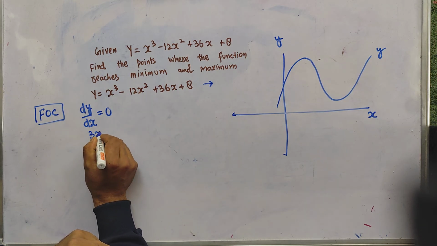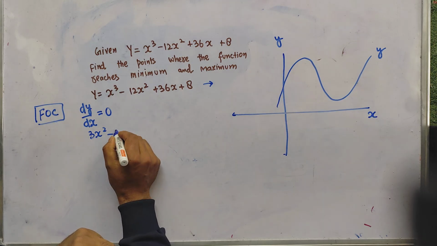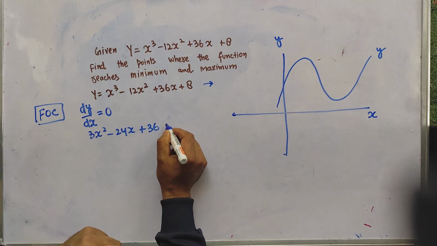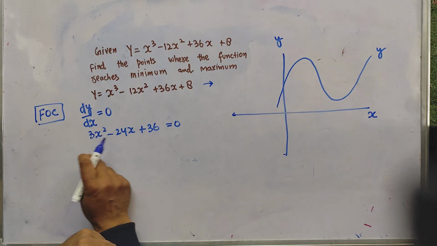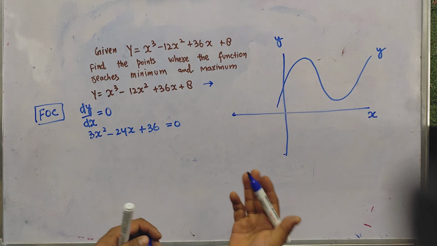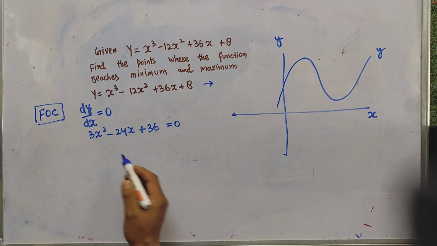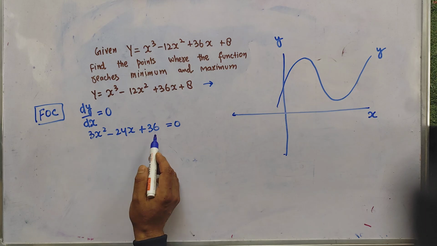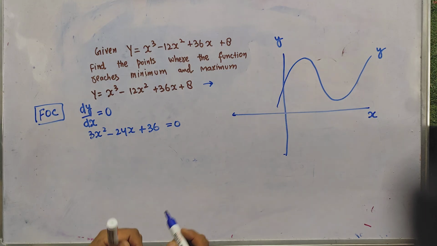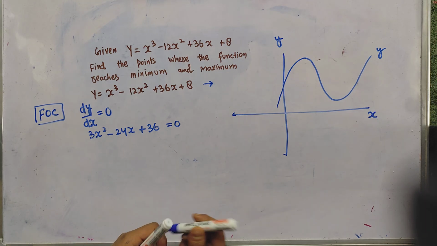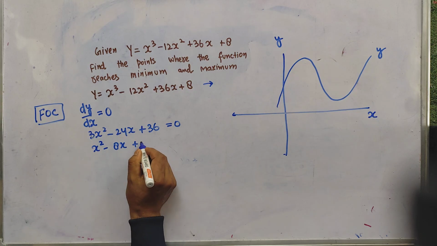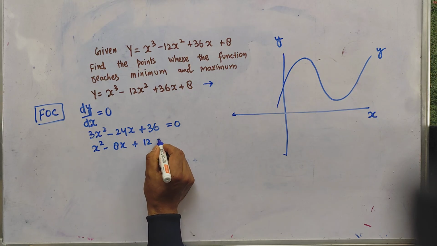So we get 3x square minus 2 into 12 is 24x plus 36, and derivative of constant is 0, and we set it equal to 0. So solving this will give us the point where the slope of the function is equal to 0. Now since 3 is divisible by 3, 24 is divisible by 3, 36 is divisible by 3, so let us divide both sides by 3. So we will get x square minus 8x plus 12 is equal to 0.